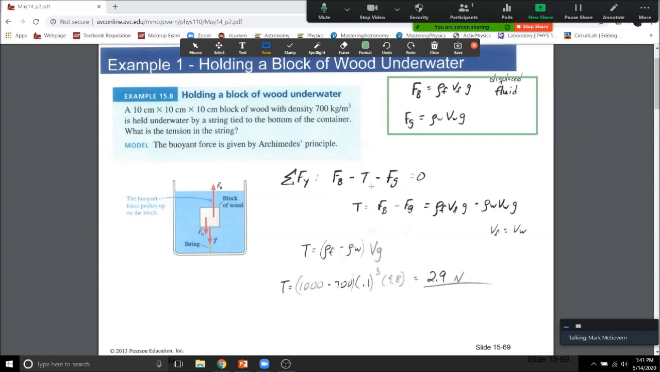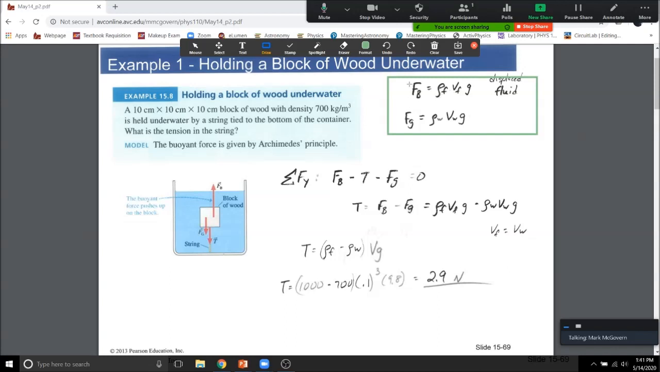Right, so we're going to take a difference here. I'm going to solve for t. We're going to have our differences here, okay? I'm basically just looking at the difference of densities, times the volume, that's a cube, 10 centimeters on a side. So I work out what the difference in the densities is. My volume, 0.1 cubed, g is 9.8, and we get 2.9 newtons. That's what the tension is to keep this thing submerged under the water.